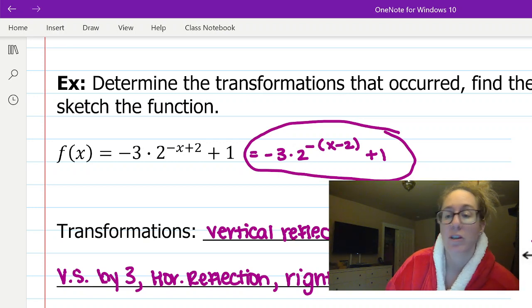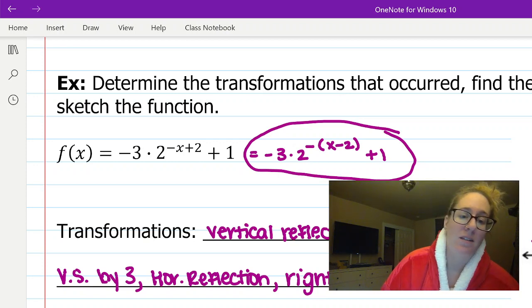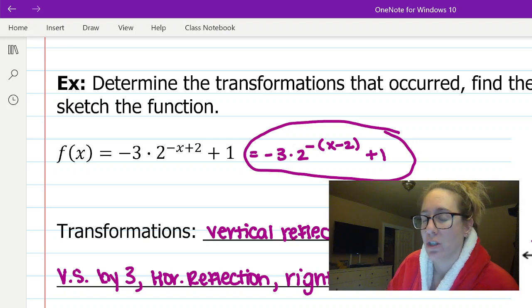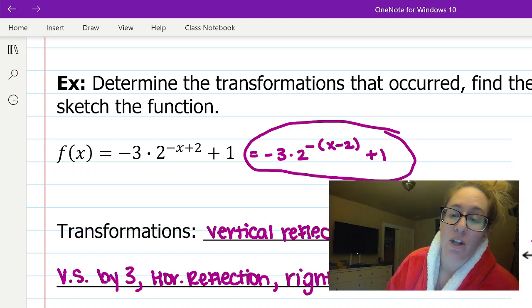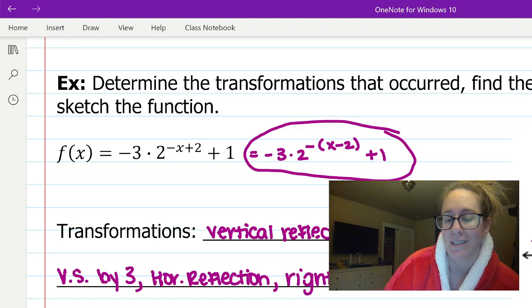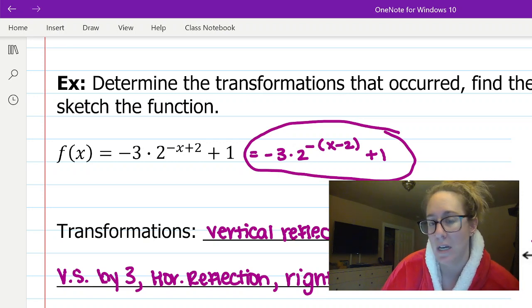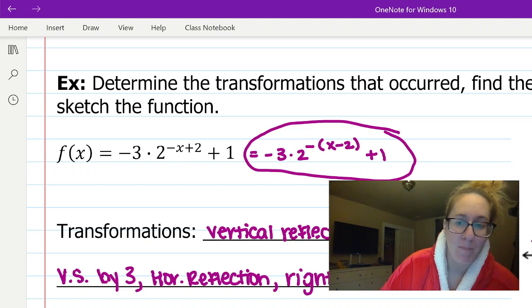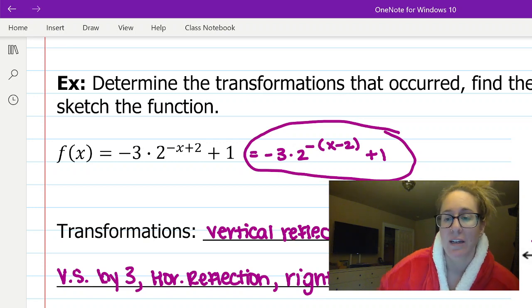You can do that with transformation rules. You can do that with the equation. I did both. Your domain is never going to change. It's always all real numbers. Your range this time did fluctuate because you reflected over your asymptote, so it's now -infinity to +1. Then take a look at the graph and see how you did.